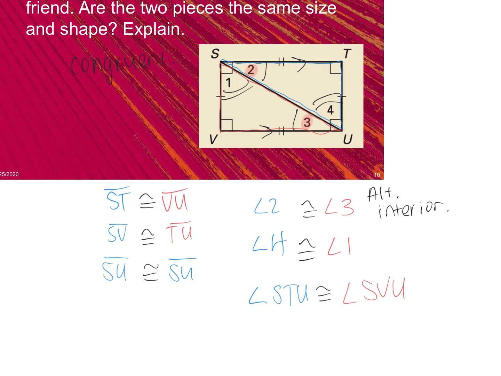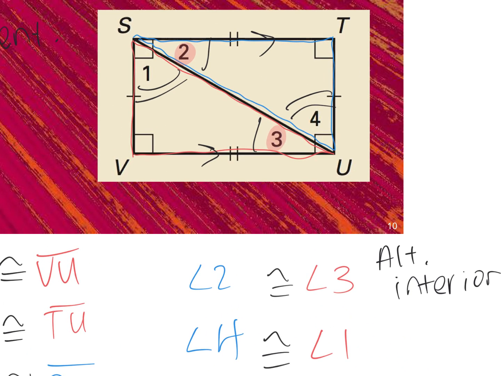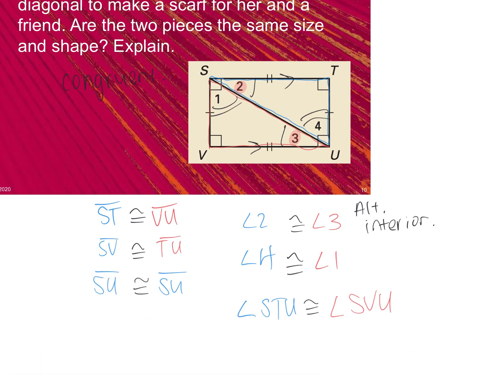Now, angle S and angle U do not exist, people. Don't label anything angle S or angle U because there's too much going on at those points. Do you guys see that? There's more than one angle that occurs at that point. So do not say angle S and angle U. Those are not angles, okay?